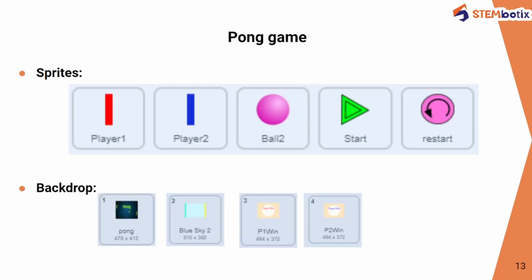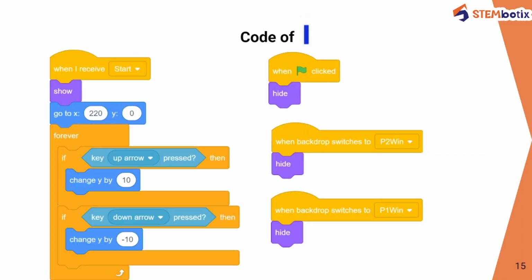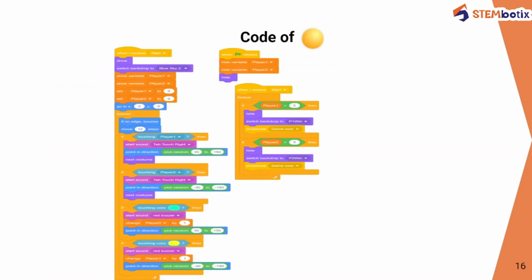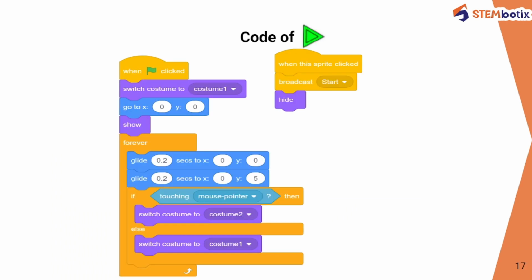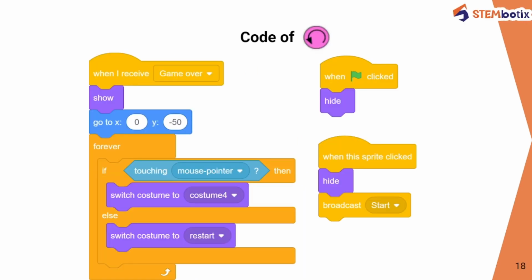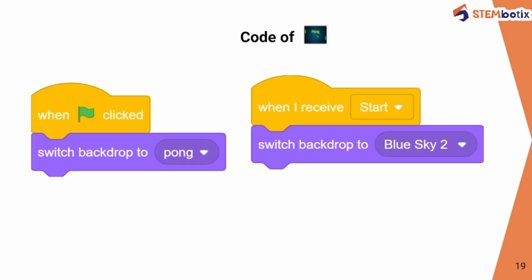This is the coding for player 1. This is the coding for player 2. This is the coding of the ball. This is the coding for this particular sprite. So these are the different codings of our sprites, and we will see the step-by-step process in Blockzie, where you will learn a lot more about how to make each and every step and how to create this Pong game.